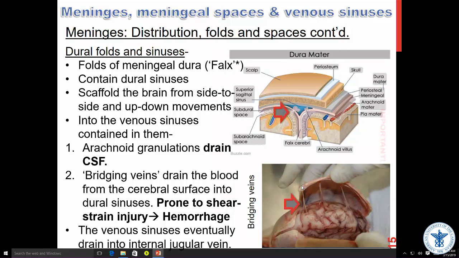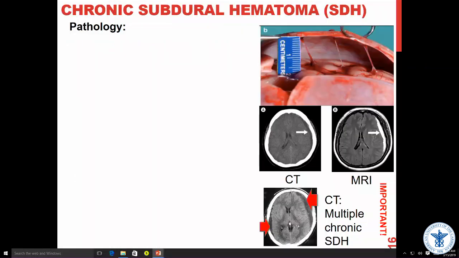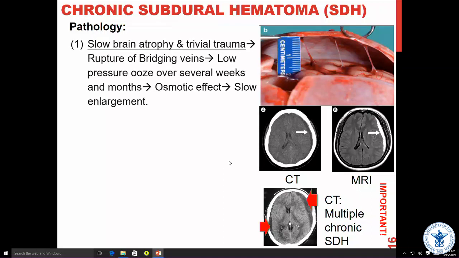So what is going to happen again is, these are the bridging veins. If they are stretched too much, and then you have precipitated that with a fall, that could lead to hemorrhage. This hemorrhage now is subdural hemorrhage, because these are all in the subdural space. So what's going to happen there? Because it's underneath the dura mater, the outside is convex, the inside is concave as well. This is called a crescentic, or like a crescent, hematoma. You could have multiple of these.